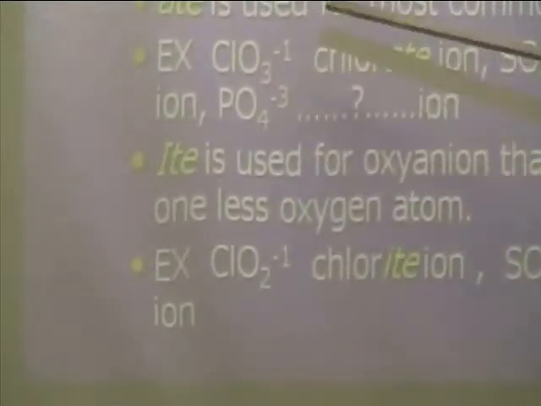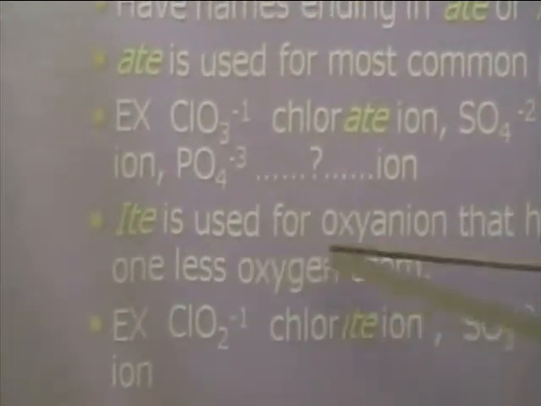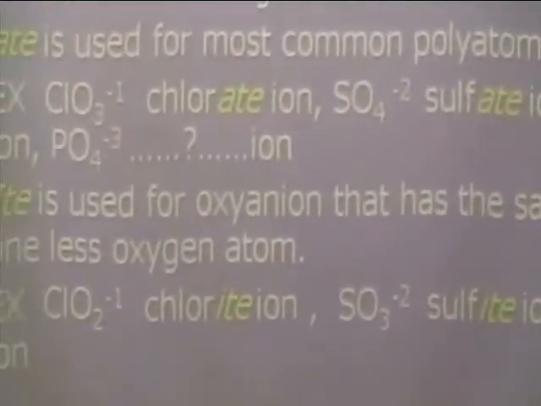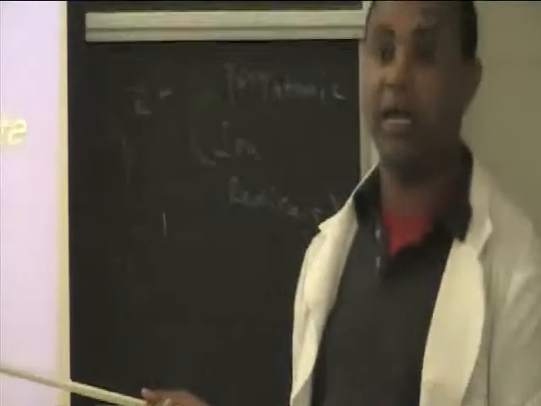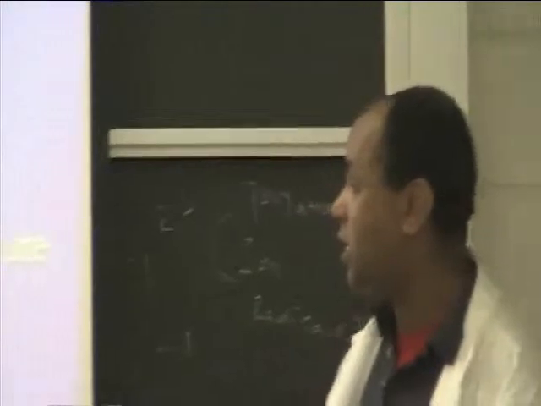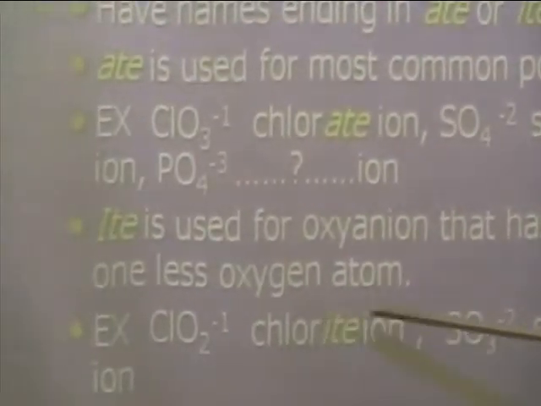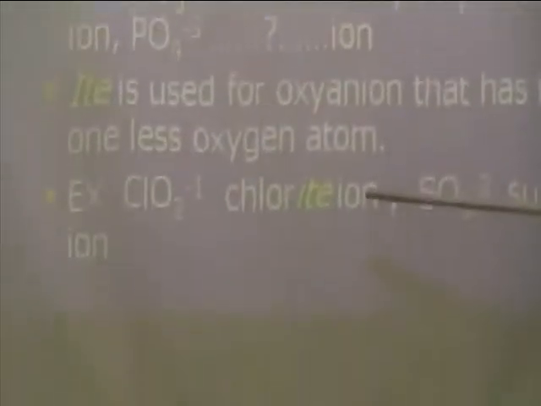Now, if I know ATE, honestly speaking, I don't need to know ITE. ITE is used for oxyanions. By the way, we call these oxyanions because in all cases you can see oxygen takes part. ITE is used for an oxyanion that has the same charge, but one less oxygen.